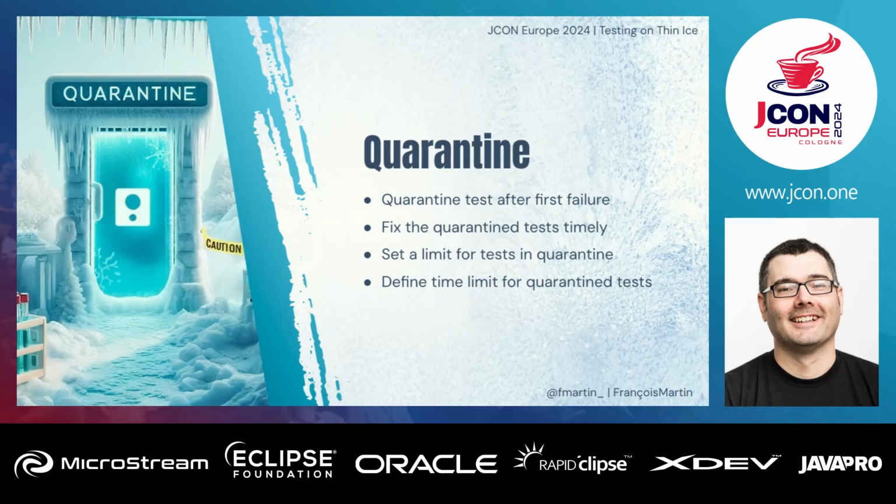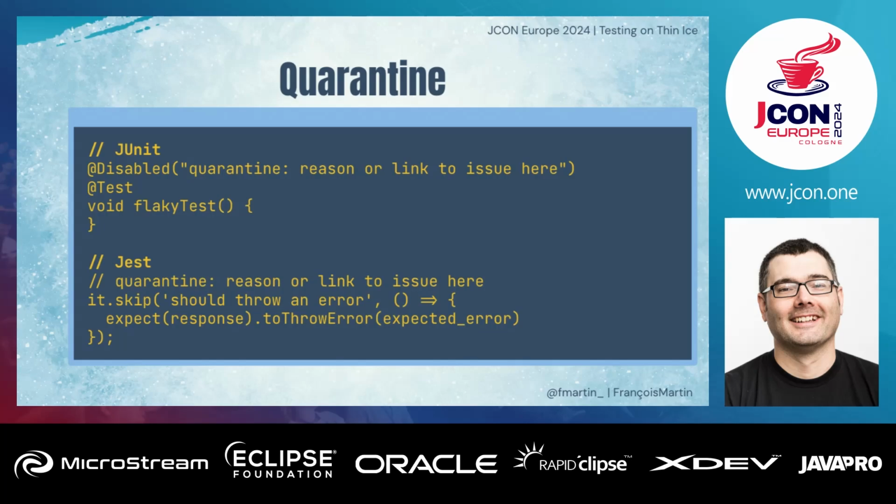Also, you can define a time limit for quarantined tests. For example, you can say that a test can only be quarantined for 3 months, and then at this point you need to fix it. So, to answer the question that was asked earlier, quarantining a test is essentially disabling it and adding a reason to it.